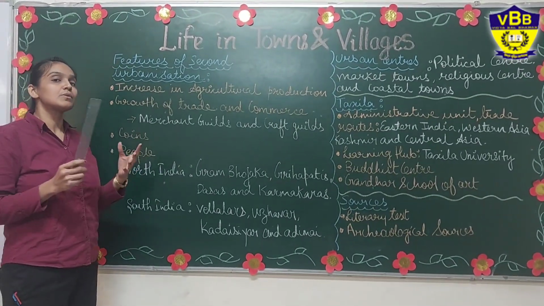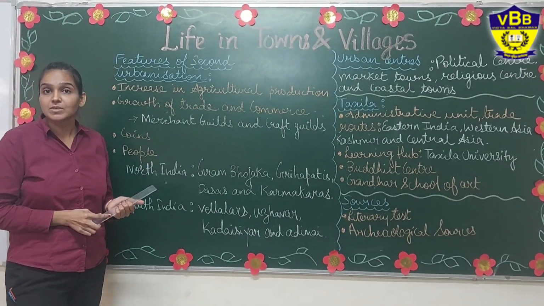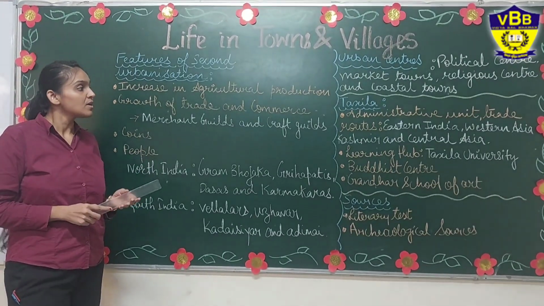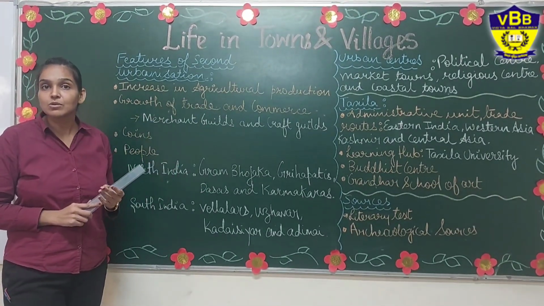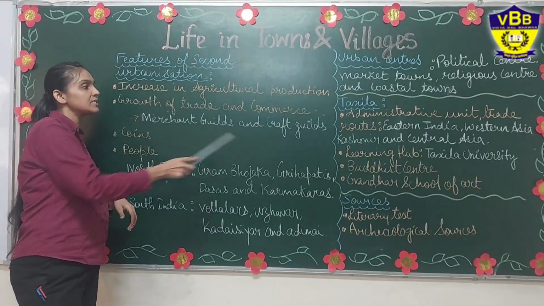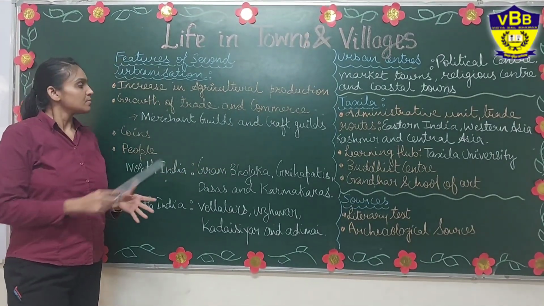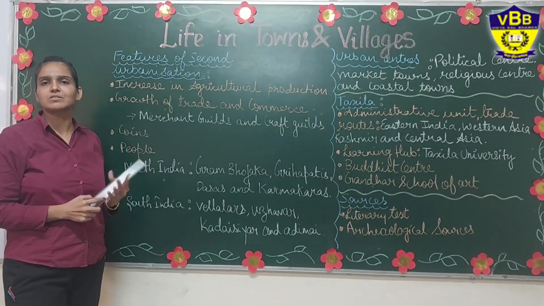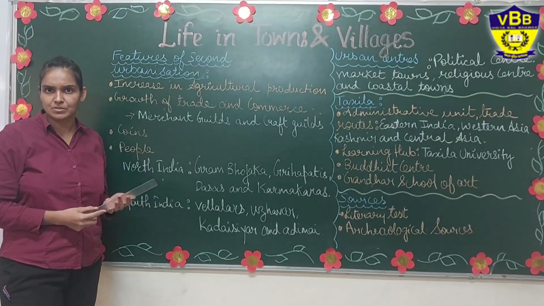Now, there was not only an increase in trade and commerce, there was a rise in art and craft also. So now, there were groups of craftspeople also. So there were two types of guilds, merchant guilds and craft guilds. Merchant guild comprises merchants and traders. Craft guild comprises weavers, goldsmiths, leather workers, carpenters.